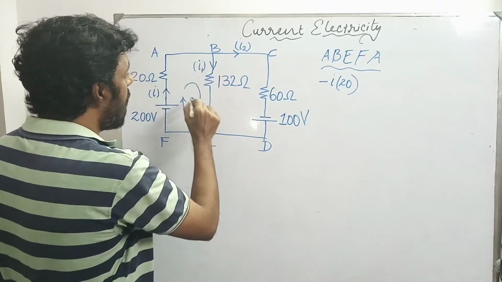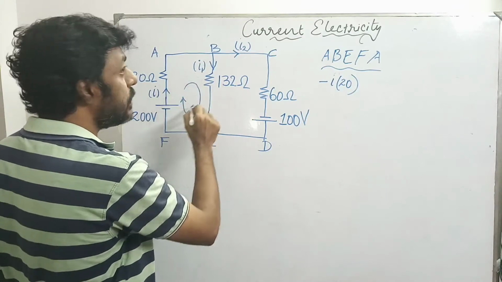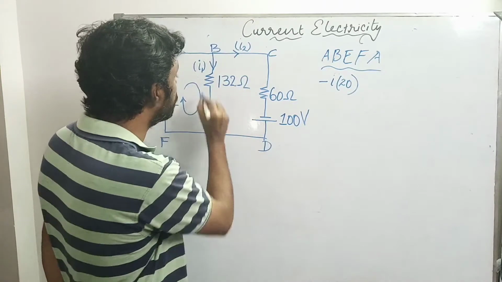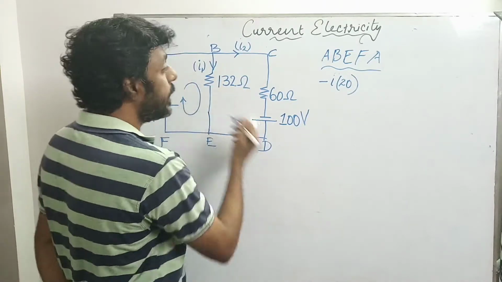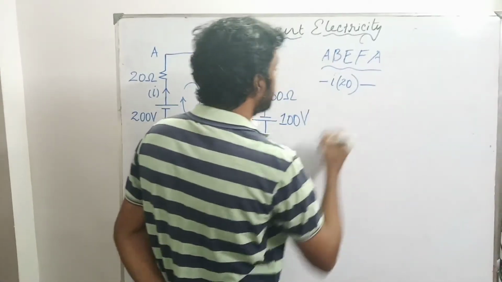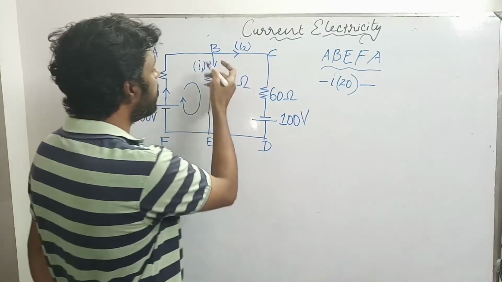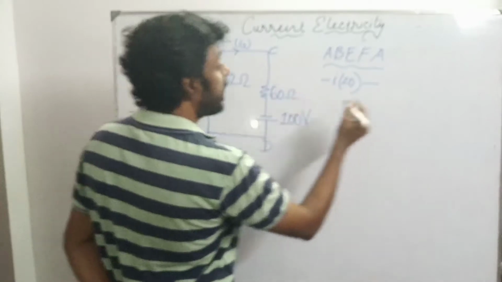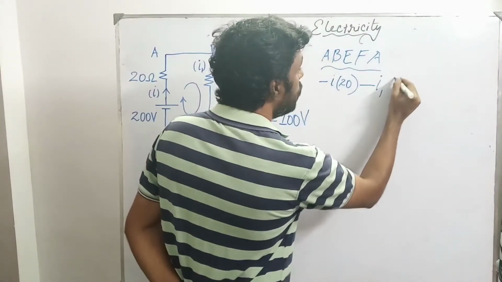Again I am coming here, again moving in the clockwise direction. While moving in the clockwise direction, I encounter a current of value I1 that is flowing along with me. So I automatically assign a negative sign and multiply the value of the current with this resistance. So the term will be I1 into 132.